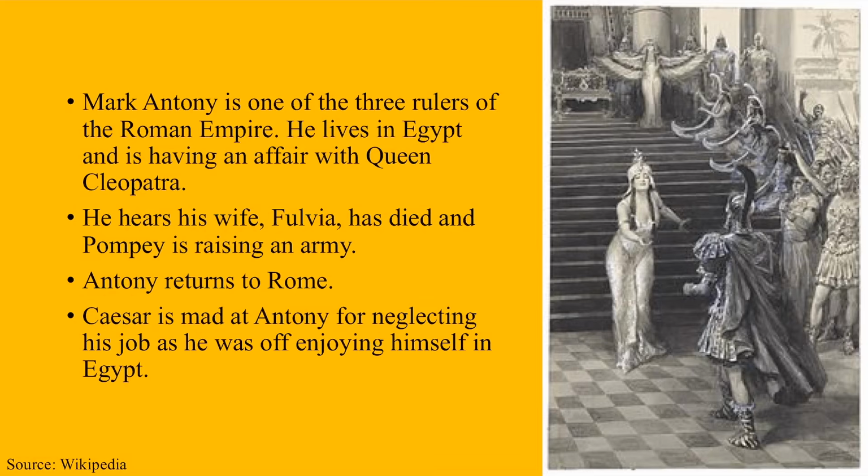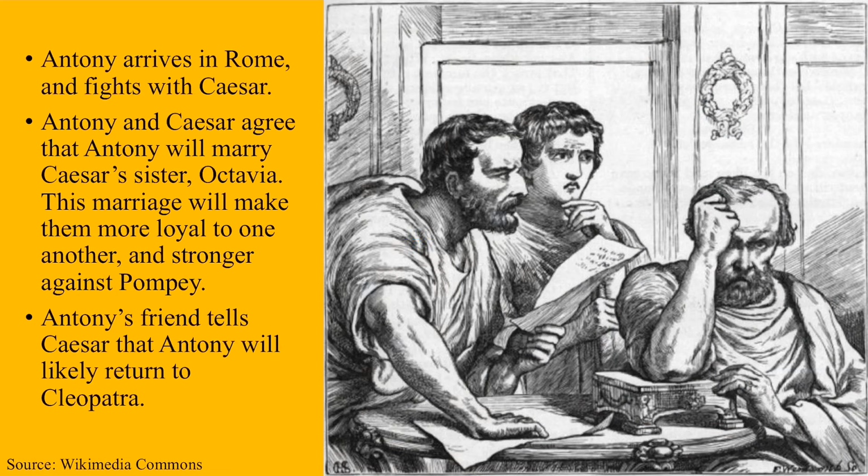Antony returns to Rome, and we learn that Caesar is mad at Antony for neglecting his job as he was off enjoying himself in Egypt. Be aware that this is Octavius Caesar, not Julius Caesar, who's already passed away. Antony arrives in Rome and he fights with Caesar. Antony and Caesar agree that Antony will marry Caesar's sister, Octavia, and this marriage will make them more loyal to one another and stronger against Pompey.